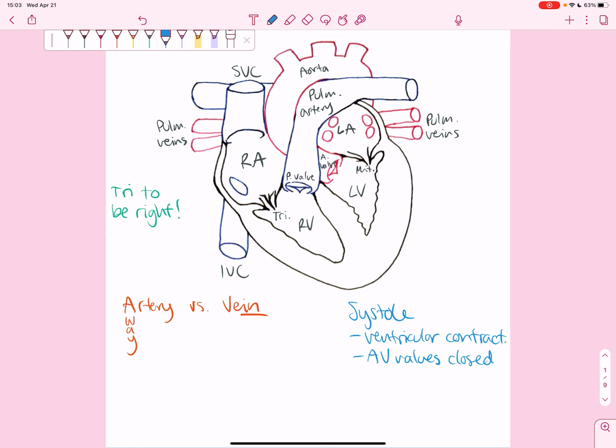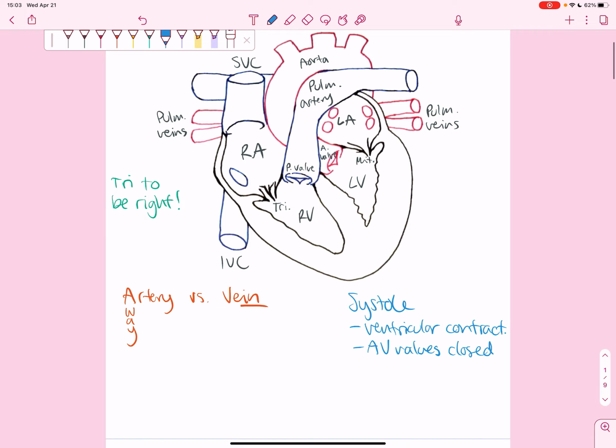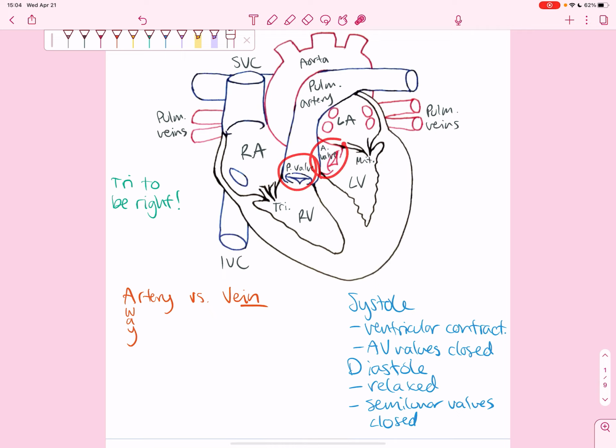Then diastole. During diastole, the heart is relaxed, and the semilunar valves are closed. So what the heck is a semilunar valve, right? It's the pulmonary and aortic valves.